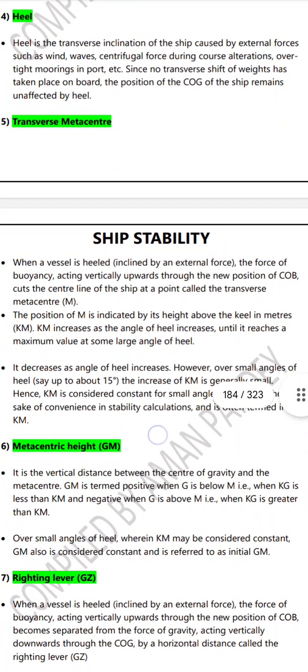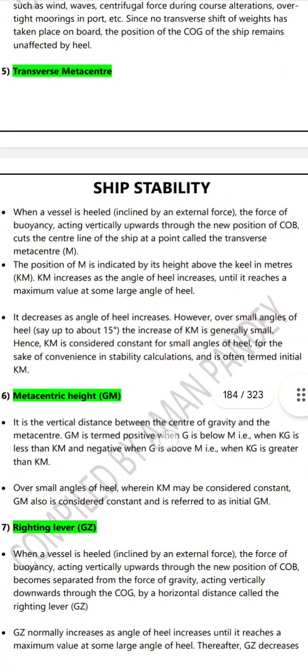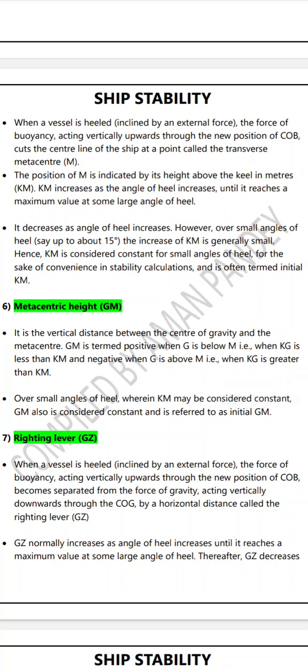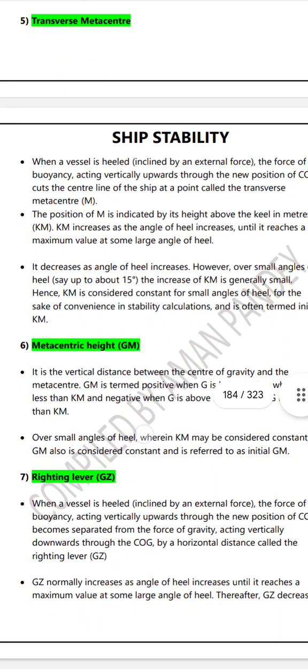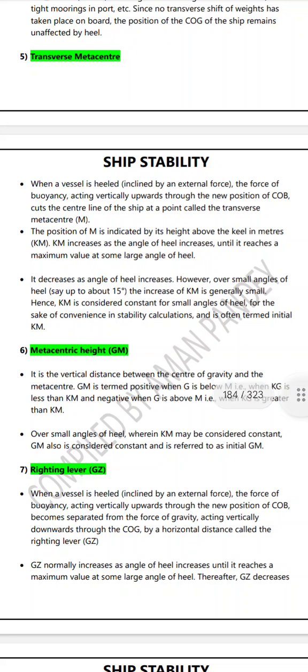Heel is the transverse inclination of the ship caused by an external force. Transverse metacentre, KM, we are talking about M. When a ship is heeled, the force acting vertically through the new position of the center of buoyancy cuts the center line of the ship at a point called the transverse metacenter. The position is indicated by its height over the K in meters.